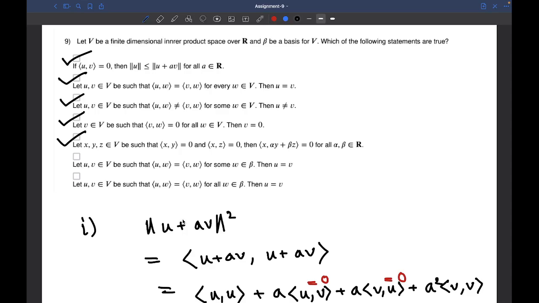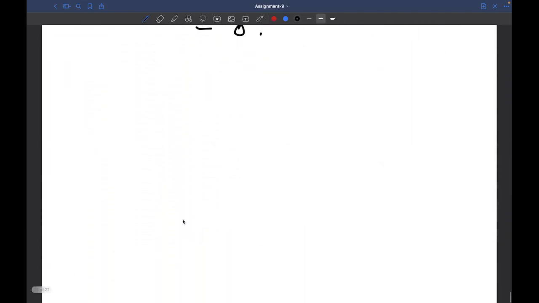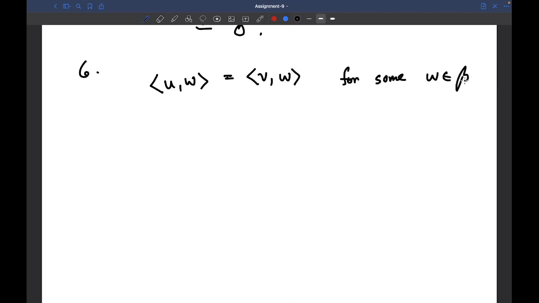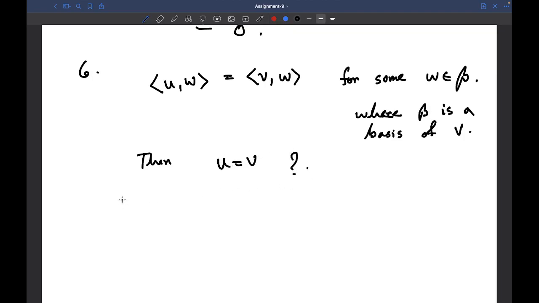Now let's check option number 6. Let U, V be in the space such that U inner product W equals V inner product W for some W in the basis beta, which is the basis. Then U equals V. What is it saying? U inner product W equals V inner product W for some W in beta, where beta is a basis of V. Then U equals V, is this true or not?